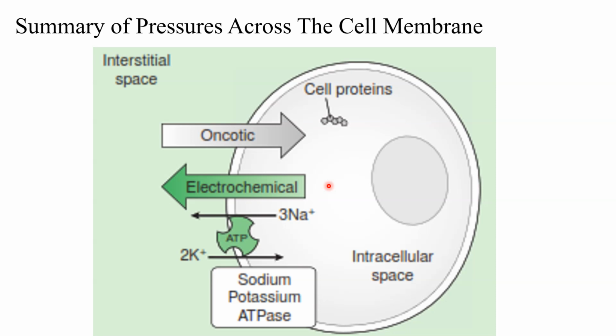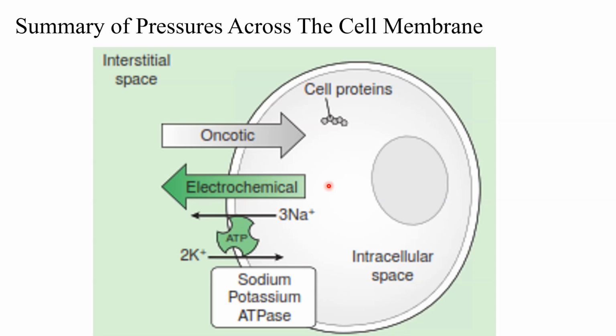When the inside becomes positive, what will happen to the electrical gradient for sodium? It will go outside, because inside is positive. If you change the inside polarity, it will be repulsive, causing outflux of the sodium. The more negative the inside, the more sodium will go in. That is the electrical gradient.